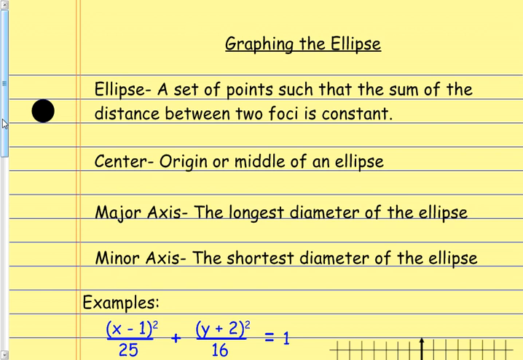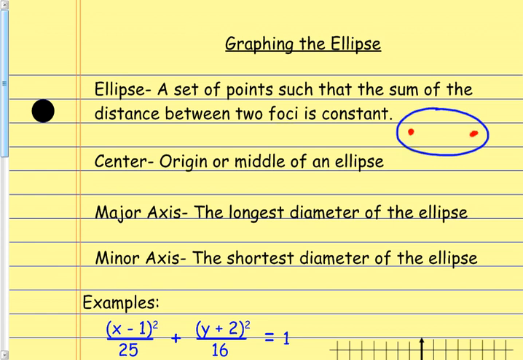More exactly, an ellipse is a set of points such that the sum of the distance between two foci remains constant. In other words, if I think about an ellipse, it's kind of like this elongated circle, and I have these foci within the ellipse, these two focal points.